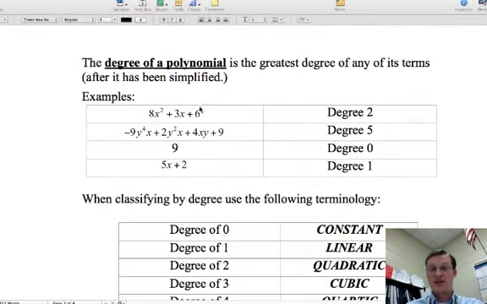Okay, this part has degree 0, degree 1, degree 2, but you pick the largest of the different monomials. So this has the largest degree of any of these monomials, so this is degree 2. This has degree 5, degree 3, degree 2, and degree 0. So the highest of those is degree 5, and that's what you call the whole polynomial. This is degree 0, and there's degree 1 right there. This would be degree 0 again because x to the 0, or you could just write it as 9, either way.